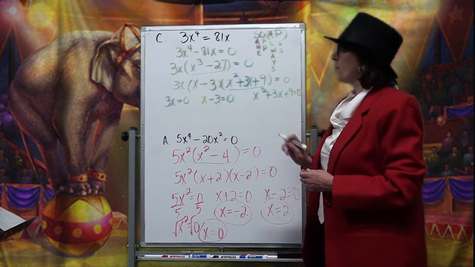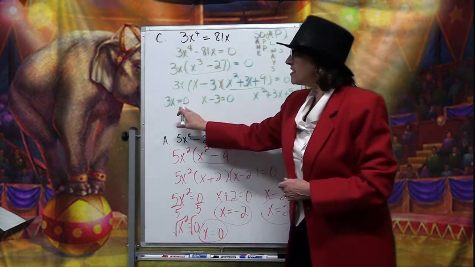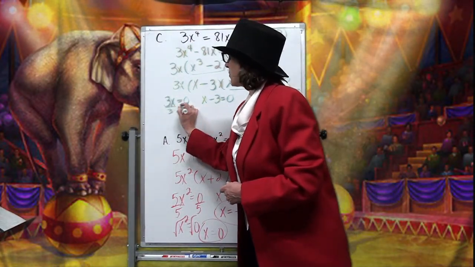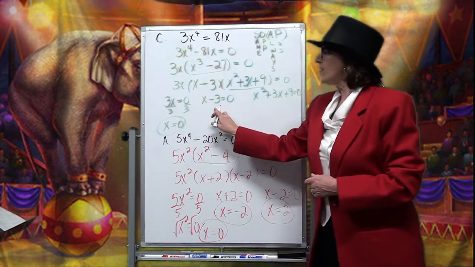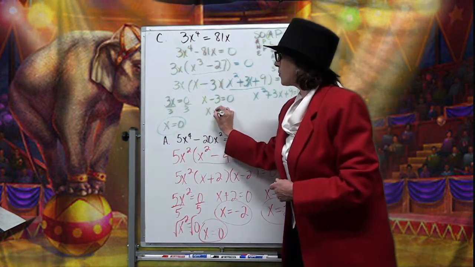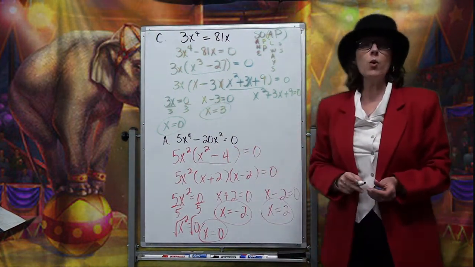Well, not back term, but first term, second parentheses, third parentheses. Now, if this is the 0, I'm going to divide by 3, and that'll tell me that my x is 0. If this is the 0, I'm going to add 3, and that'll tell me my x is 3. Now, in this one, I have a quadratic.